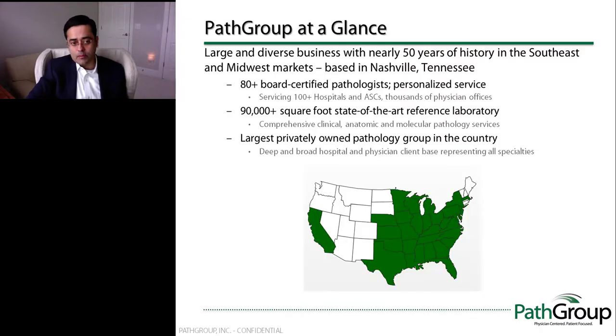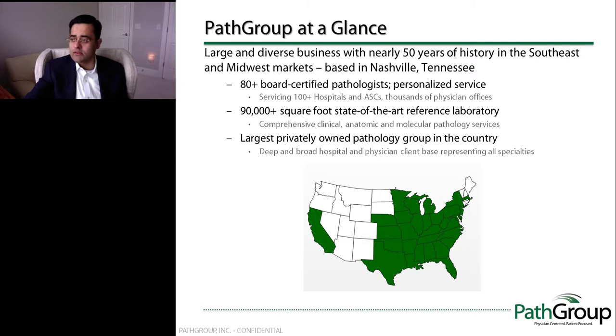So I wanted to take a couple of minutes to tell you about our organization. I'm very excited to be part of this organization, and it's been a wonderful ride during my 6.5-year tenure at PathGroup. A little bit of history about PathGroup: we are a large and diverse business and have been in operation for nearly 50 years. We are located in the Southeast, specifically in Nashville, Tennessee. As you can see from the graph below, we provide the full range of laboratory services in more than 20 different states and more than a 500-mile radius around Nashville, Tennessee.